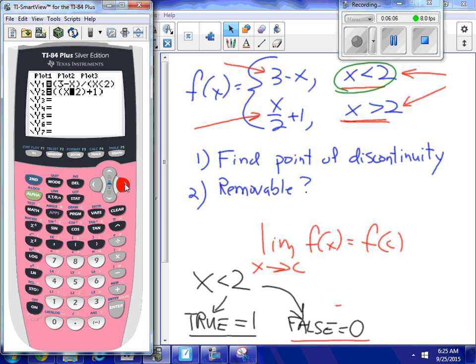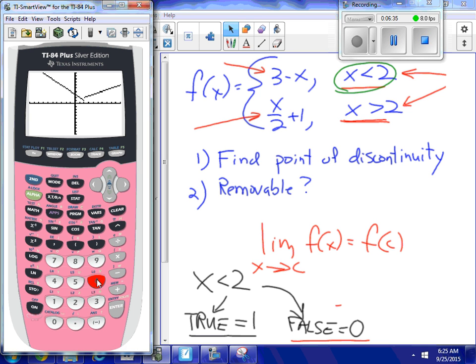Okay. And then I'm going to go divided by parentheses x, second test, greater than 2. Close parentheses. Zoom 6. There's my first one. There's my second one. And you can see that this is a piecewise function.